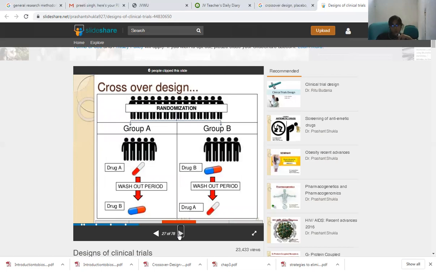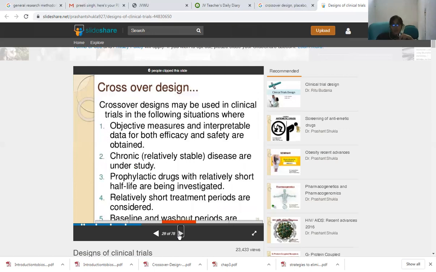It's divided into two categories. First one is group A, the second one is group B. The drug A and drug B, the washout period and the washout period and drug. So the crossover design may be used in clinical trials in the following situations, where objective measures and interpretable data for both efficacy and safety are obtained. Chronic, relatively stable diseases are under study. So the prophylactic drugs with relatively short half-life are being investigated and relatively short treatment periods are considered.